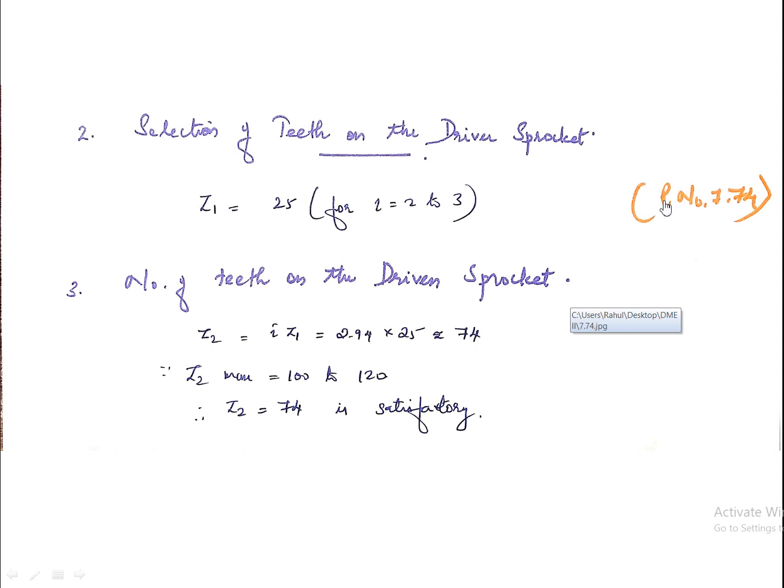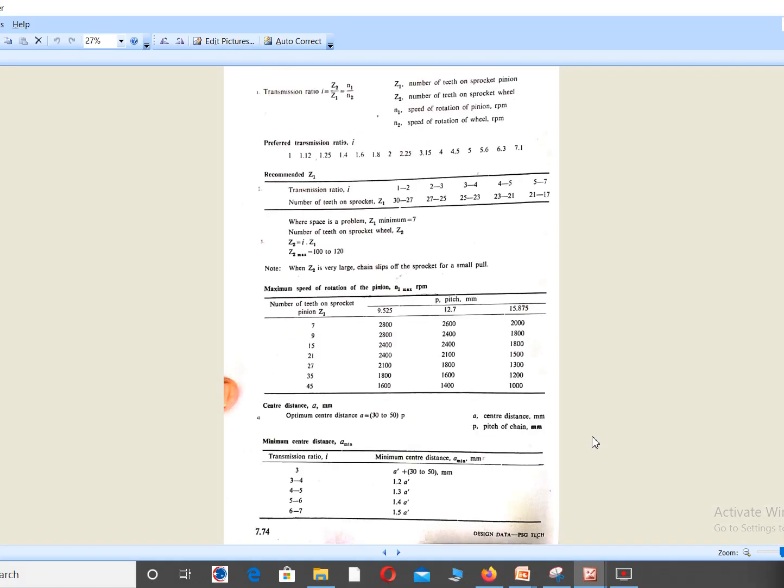Again, for that also you need to go to page number 7.74 only. You can see the table over here. Okay, recommended value for Z1. So the transmission ratios range is given over here, and based on that range you can select the number of teeth on the sprocket.